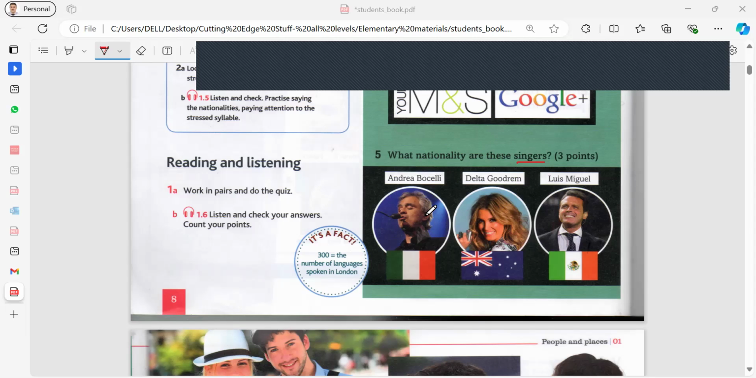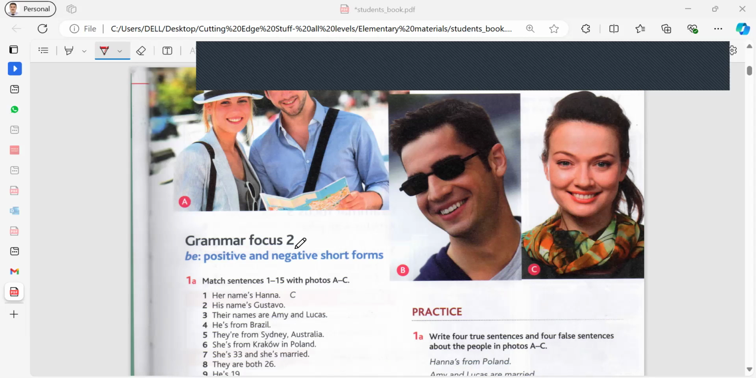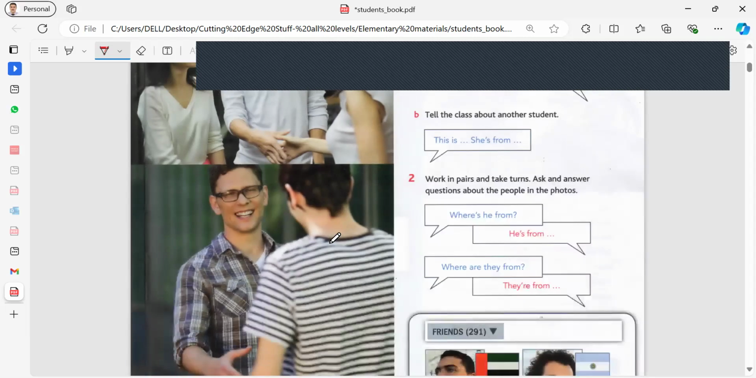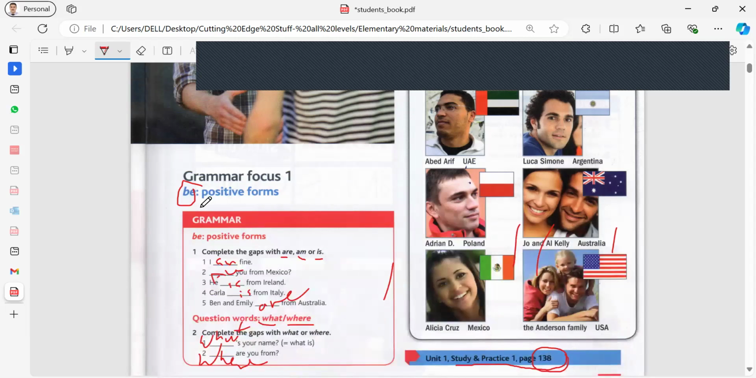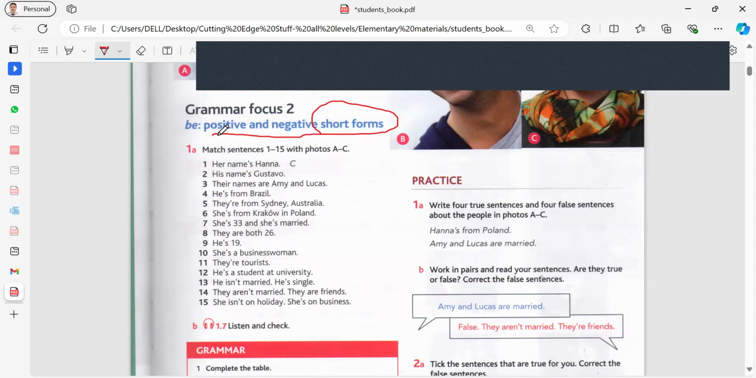So this is the second part, the reading and the listening focus, as you mentioned. So the second grammar focus of this lesson, it's really easy. Let's finish it and end our lesson today, right? So let's start the grammar focus, but this time, positive and the negative, short forms. If you remember the grammar focus one, this one focused only on positive forms, am, is, are. But the second grammar focus of this lesson, positive and the negative, short forms.